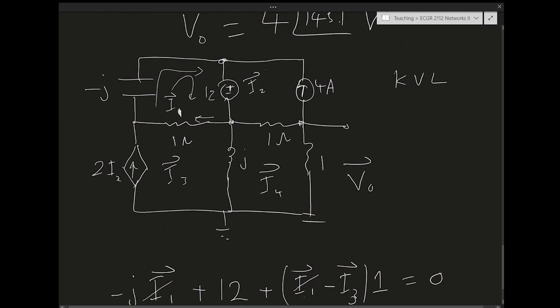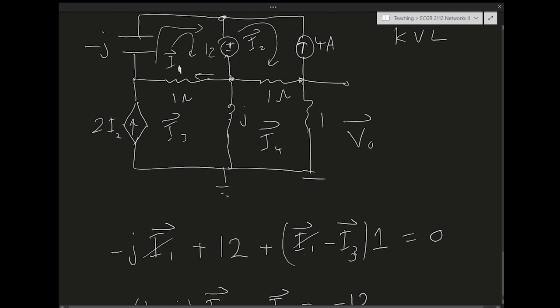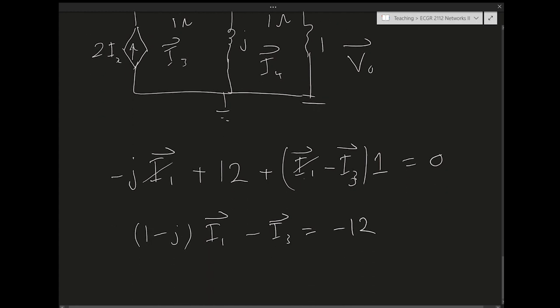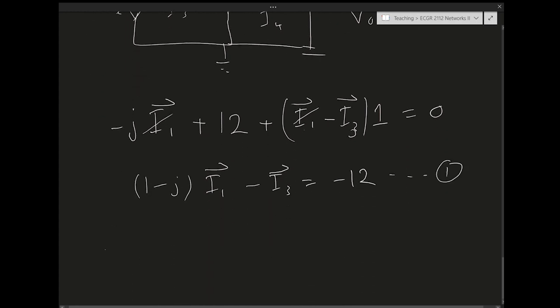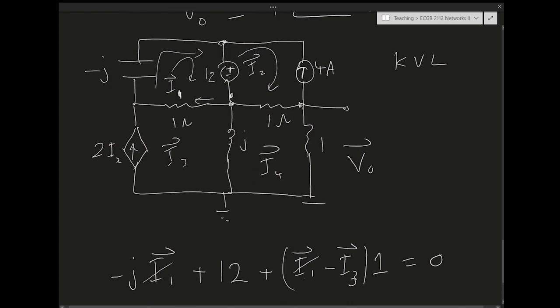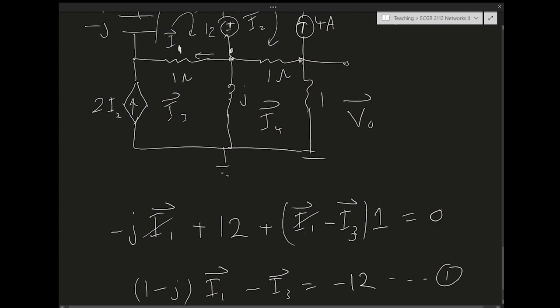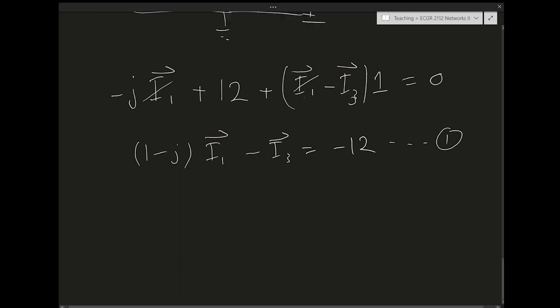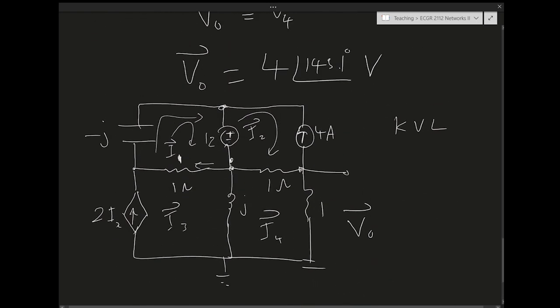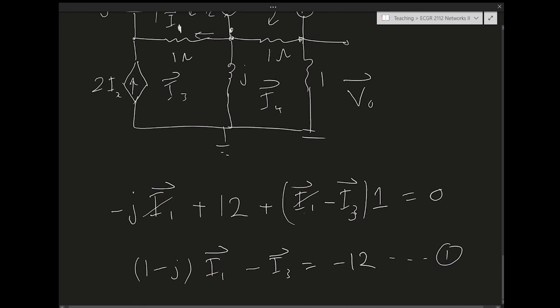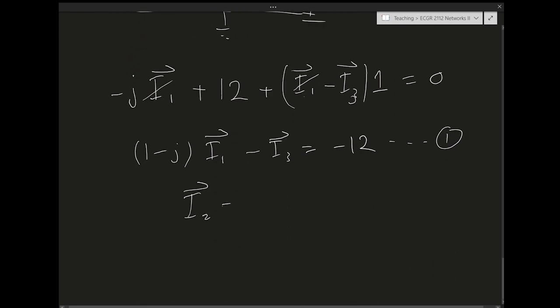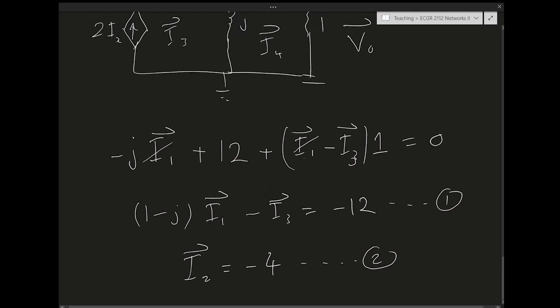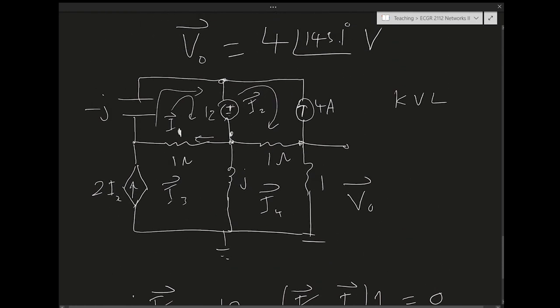And then I do loop number 2. This is the I2 loop. I start from here. I meet the minus of the 12 first. Oh, I don't have to do that even. This is simpler than I'm making it to be. I2 is just minus 4, clearly. We have a current source here. So I2 equals minus 4, and that's it. I can use this to reduce the number of equations, actually.